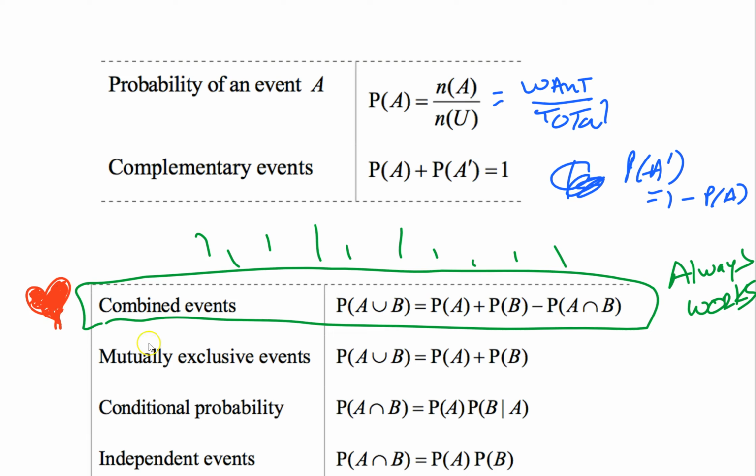Okay. Mutually exclusive events. Now we haven't talked about this really enough. Mutually exclusive is kind of like independent. Only when they tell you. When they tell you, you could use this. But really, I don't use it this often.